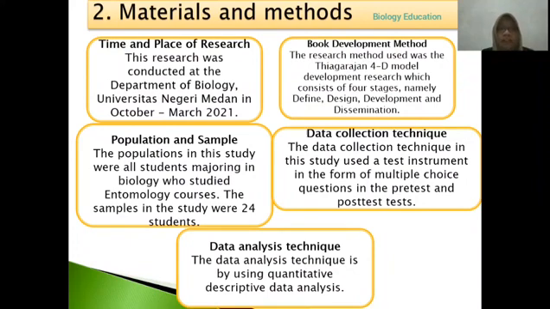And then population and sample. The population in this study were students majoring in biology who studied the entomology course. The sample in this study were 24 students. And then data collection technique. The data collection technique in this study used a test instrument in the form of multiple choice questions, pretest, and post-test. And last, data analysis technique. The data analysis technique is by using quantitative descriptive data analysis.